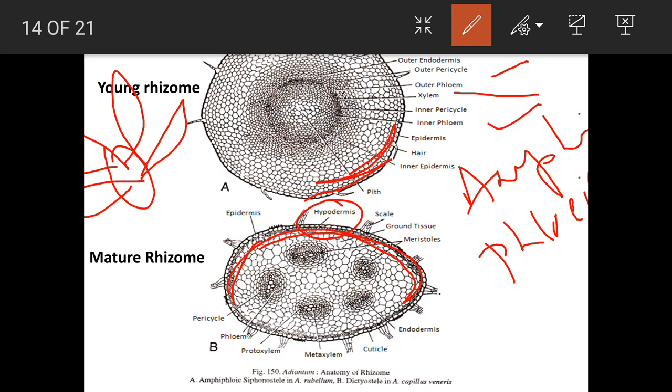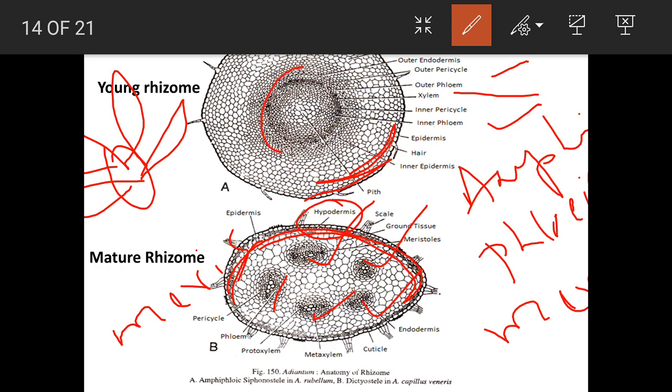Sometimes what happens, as and when it starts maturing, many leaves start arising from the rhizome, because of which when you take this section you are going to find many leaf bases or many leaf traces, and that type of vascular bundle is called the dictyostele. In case of the dictyostele, you are going to find some other smaller portions of the vascular cylinder, those are called the meristeles. Where do we find the meristeles? Meristeles are mainly found in case of the dictyostele. So this is one meristele, second meristele, third, fourth, fifth.